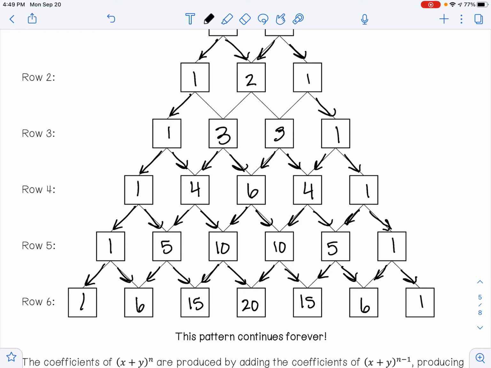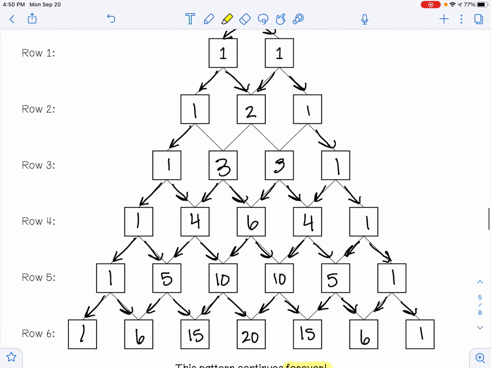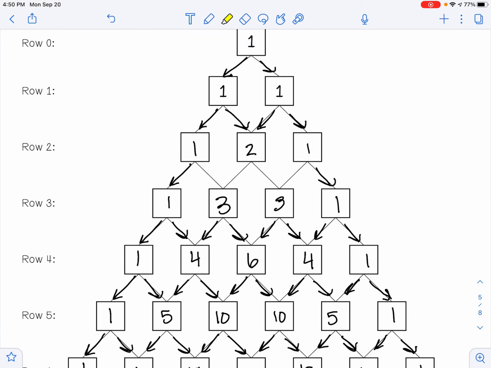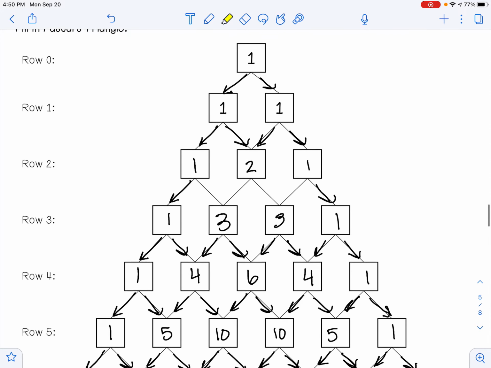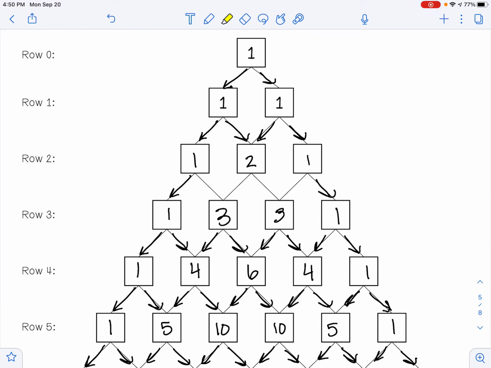This pattern can continue on forever, right? You could find the 20th row. You could find the 30th row. You could find the 100th row, right? It's going to take a minute to find it, but we could get there. So this pattern continues on forever. What this does is it tells us the coefficients of our binomial. So if I have a binomial, so remember a binomial is 2 terms. If I have it raised to the 0th power, then my coefficient there would be 1.